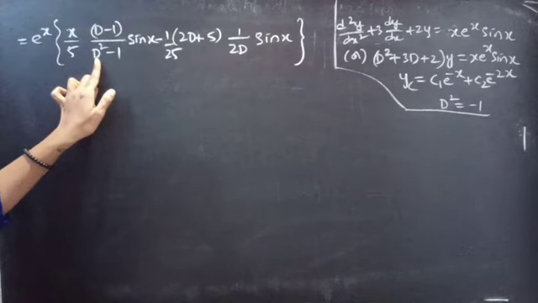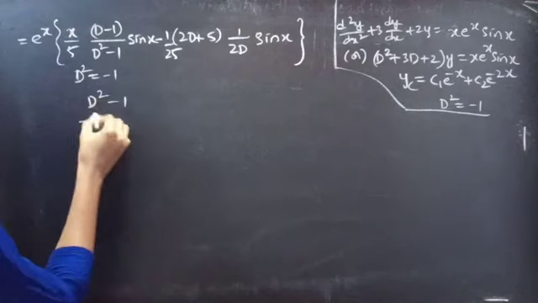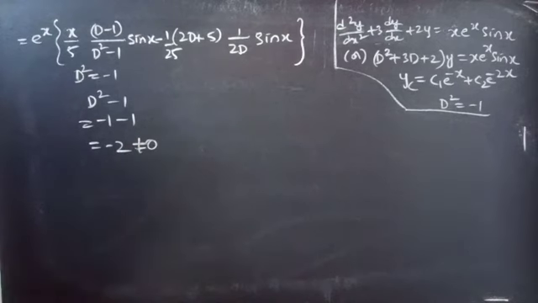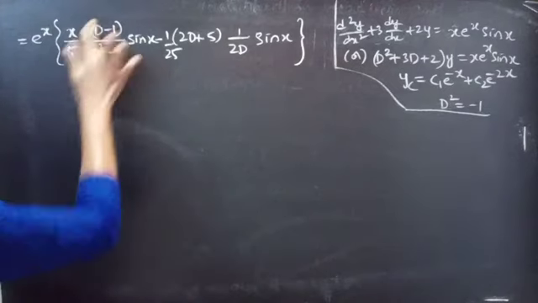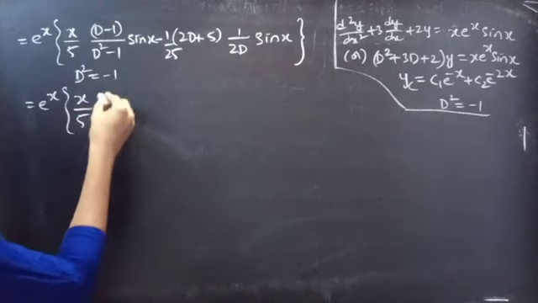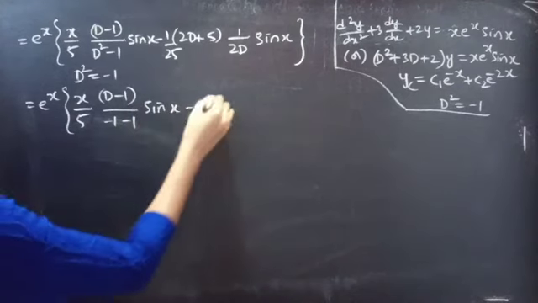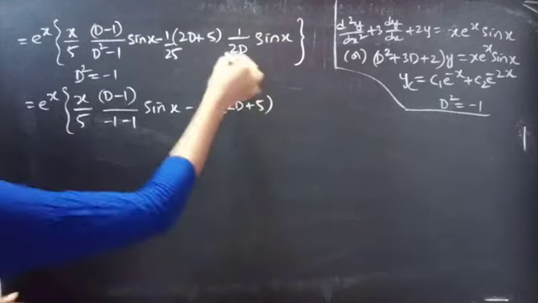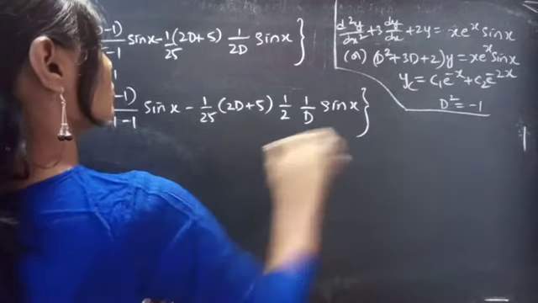So here d square appears in the denominator, so we have to replace d square with minus 1. Because by replacing d square with minus 1 in the denominator, we'll get minus 2, a non-zero number, right? So we'll replace d square with minus 1 in the denominator of the first term. We'll get x by 5 into d minus 1 by minus 1 into sin x minus 1 by 25 into 2d plus 5 into 1 by 2d. You can split it as 1 by 2 into 1 by d into sin x, right?